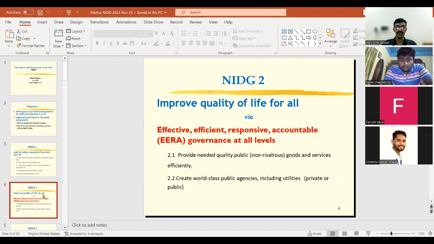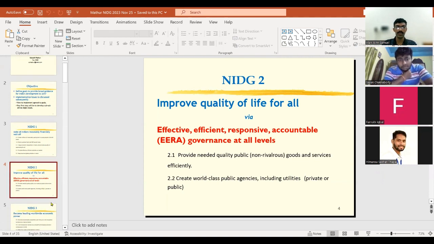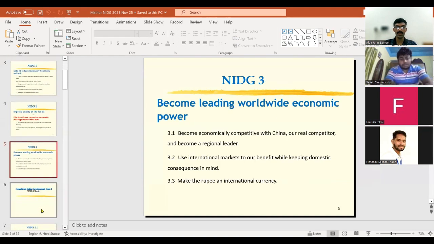And by public goods, I'm defining it here as in economics, non-rivalrous goods and services. This is a core function of the government, and they need to do this. And we need to have world-class public agencies, including utilities, private or public, such as water supply, electricity, internet, and so on. So without this, the quality of life cannot improve.